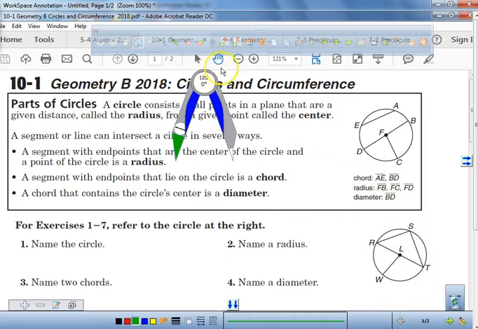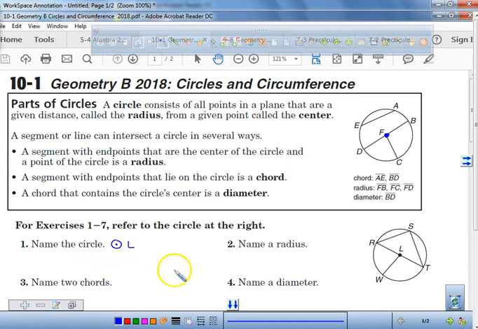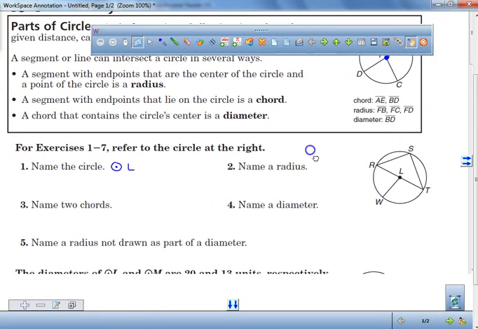Okay. So right here, it says, name the circle. How do you name a circle? You name the circle from its centermost point. So this circle would be called circle F. What's this circle going to be called? Circle L. Now sometimes you can draw a little circle with a little tiny point right there in the middle and call it circle L. That's going to be your answer for number one. That's the name of the circle.